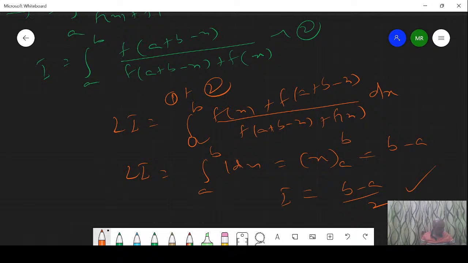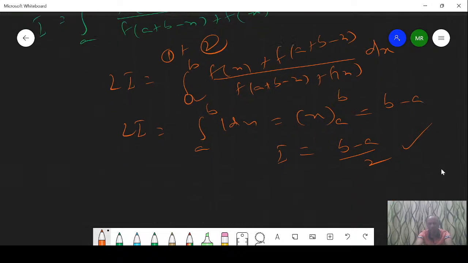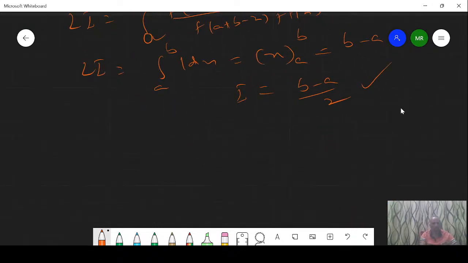Next one. Integral 0 to pi. See the next problem. I hope you understood this, using the same concept. If you have doubt, should I explain again, you can discuss with me. I can explain. It's clear, I think, right? Is it clear?